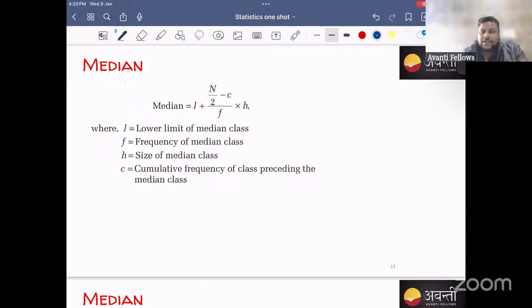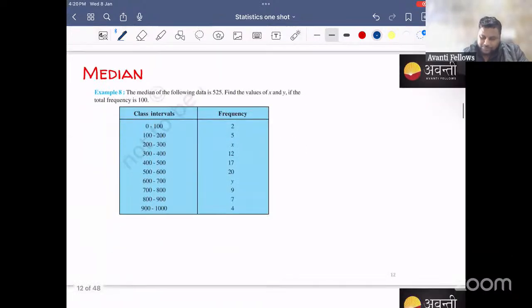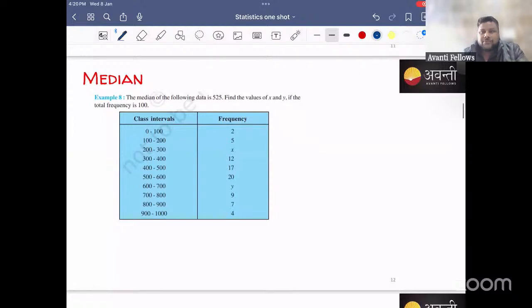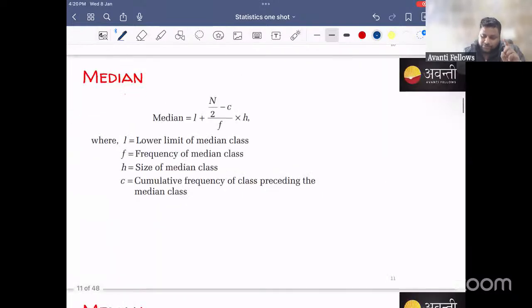Got it? I'll directly explain it taking an example. That will be the easiest one. First of all, take the formula. This is L. L is the lower limit of the median class. There will be a median class, I'll define it in a while.